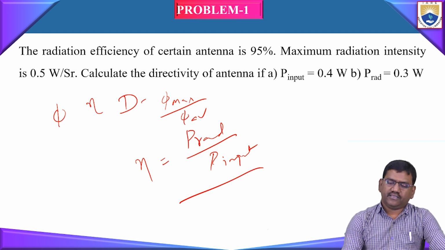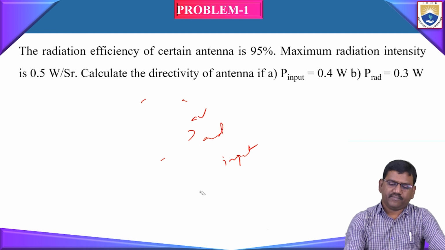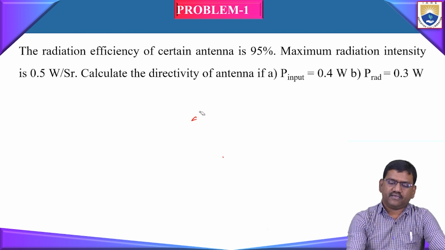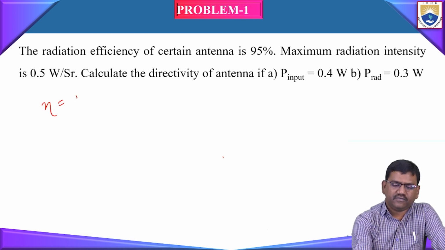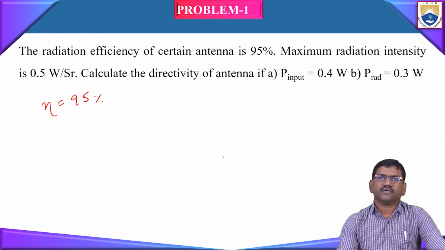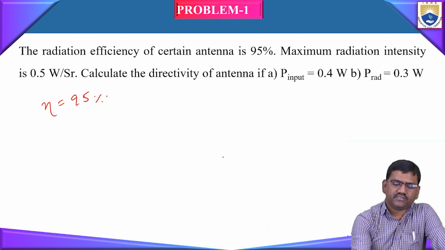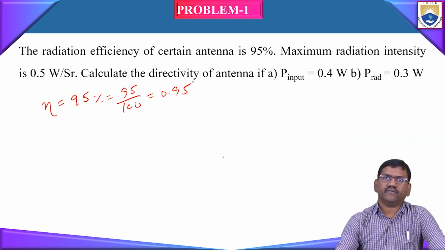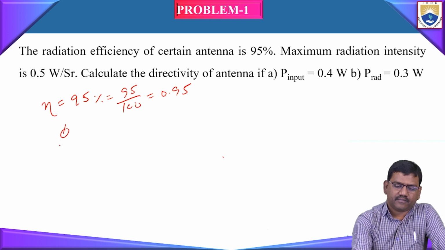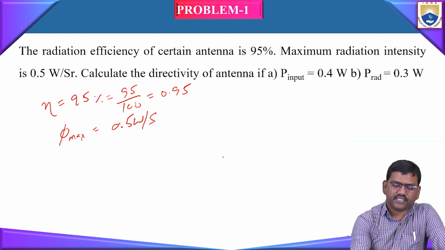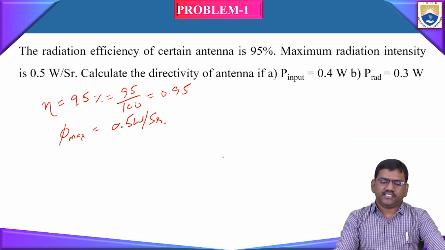Here, we need to write down the given parameters. What is the data given in the problem? The radiation efficiency is given as eta equal to 95%, which means 95 divided by 100, equal to 0.95. The maximum radiation intensity is given as pi max, equal to 0.5 watts per steradian. The unit of radiation intensity is watts per steradian.